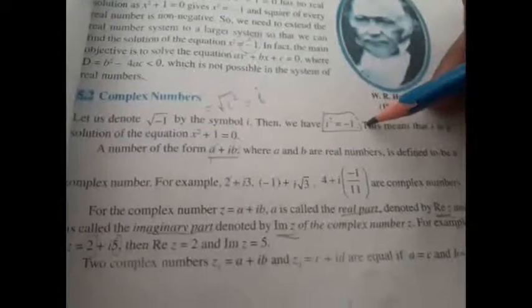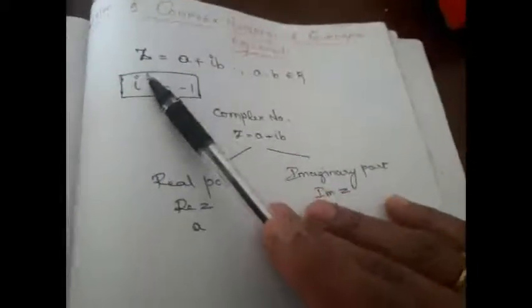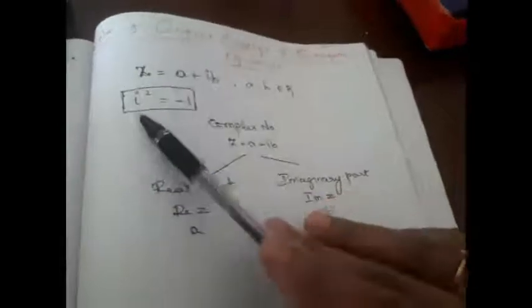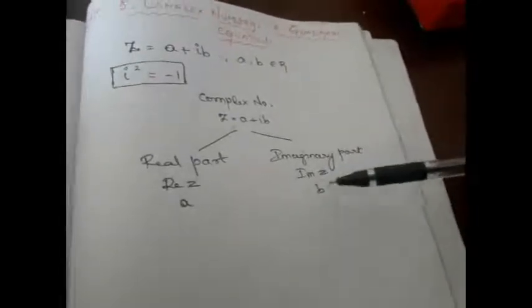What is this i? i doesn't have any value. i square is only -1, where a and b are real numbers. So what we learnt now, any complex number is denoted by z. z is a plus ib, where the value of i square is -1. Every complex number will have two parts, real part and the imaginary part. Real part we will denote by Re(z), imaginary part we will denote by Im(z). Re(z) is a, Im(z) is b.